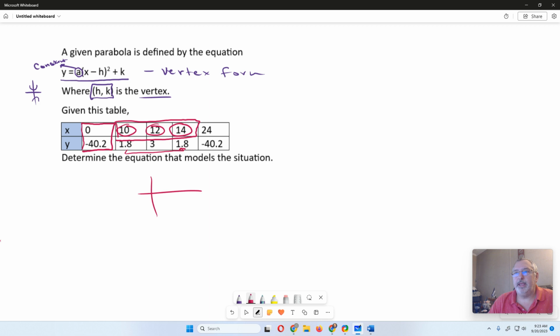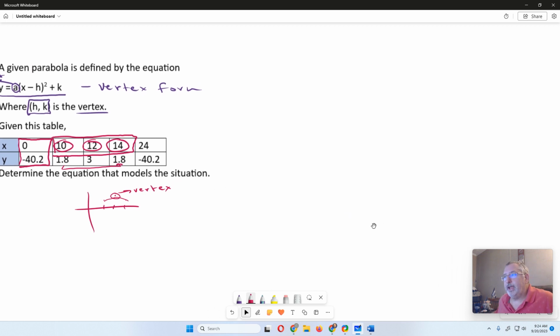So we've got a point at (10, 1.8), a point at (12, 3), and then a point at (14, 1.8). So that kind of forms your parabola. I'm assuming that point is the vertex because of that symmetry.